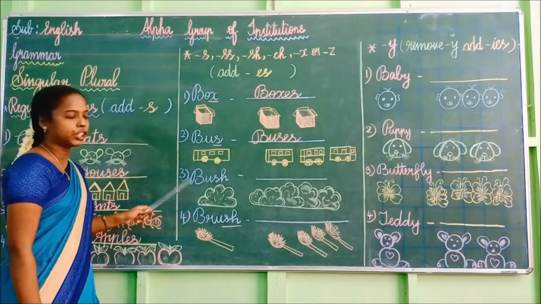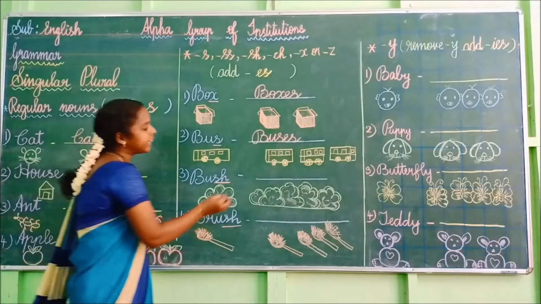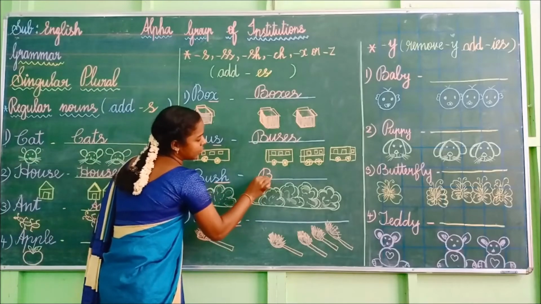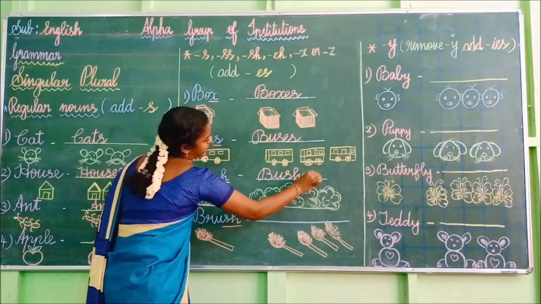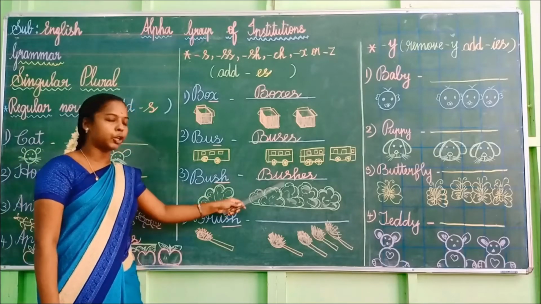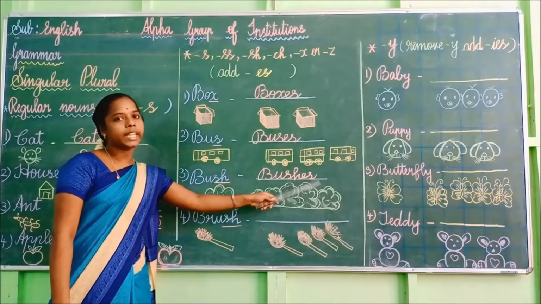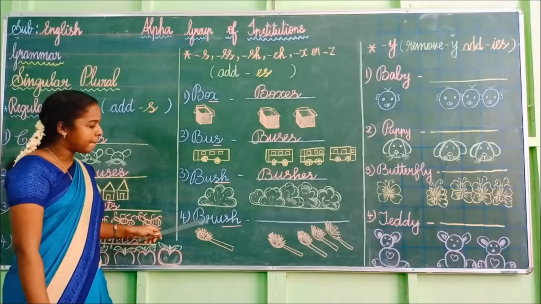Next one, bush. Here, bush ends with the SH letter. So you have to add ES. Bush, bushes. The plural form of bush is bushes. B-U-S-H-E-S, bushes. And the last one, brush.